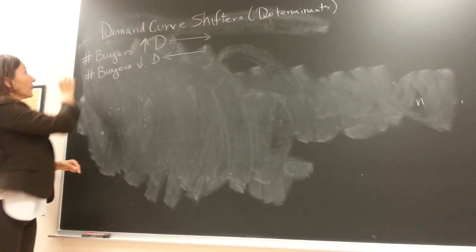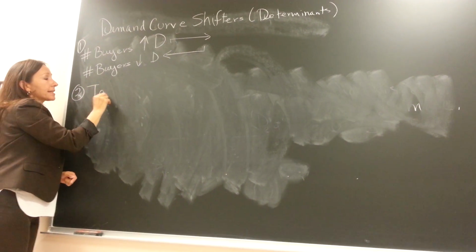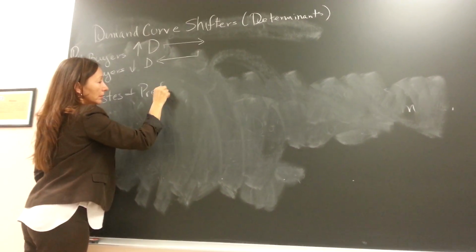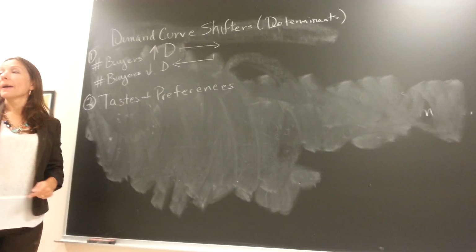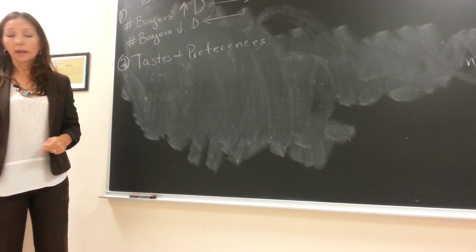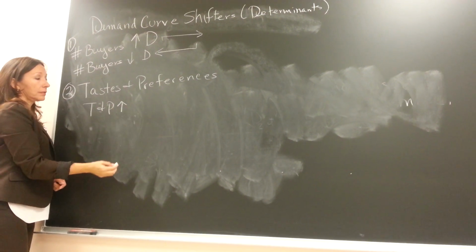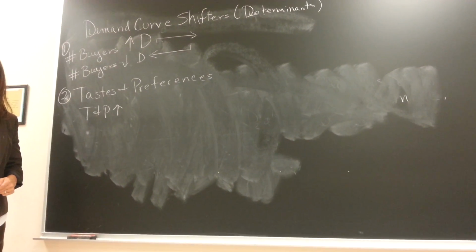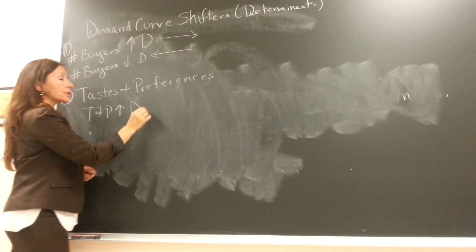Okay. Another demand shifter is what we call tastes and preferences. Tastes and preferences means how much we like a product. So if our tastes and preferences increase, okay, now everybody likes dark chocolate. What has happened to the demand for dark chocolate? Well, it goes up, and the demand curve is going to move in which direction?